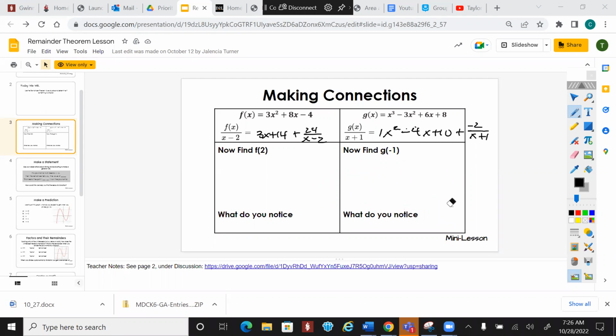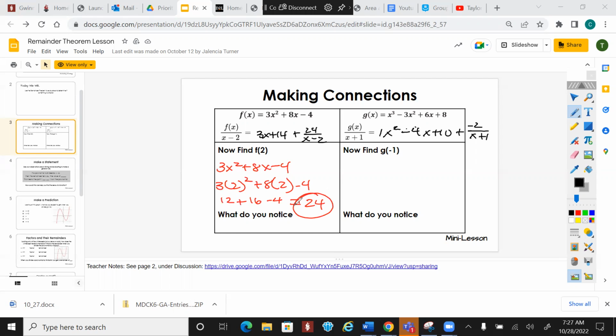So what you're going to do now is find f of 2. What that's asking you to do is to take your original function and plug 2 into it. So we're going to take 3x squared plus 8x minus 4, and plug 2 in for every x. And we're going to simplify this. The 2 squared would give me 4. 4 times 3 is going to give me 12. 8 times 2 is 16. And then minus 4. 12 plus 16 is 28. 28 minus 4 is 24.